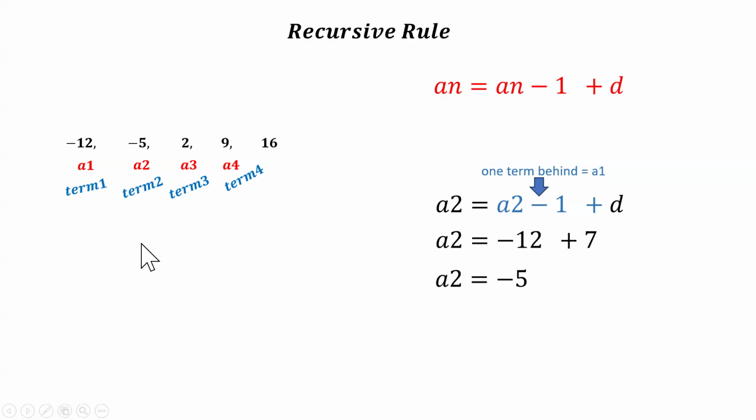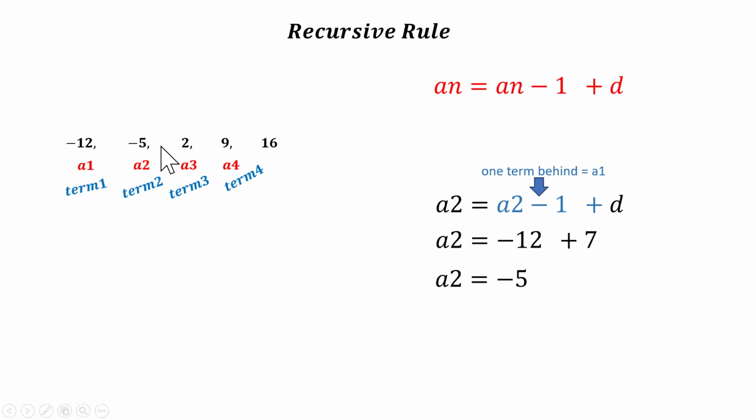Try it yourself now. Try to find the 1, 2, 3, 4, 5th, the fifth term. Try to find a5 equals a(5-1) plus 7. That means one term back. What is that? 9. Okay, now 9 plus 7. How much is 9 plus 7? 9 plus 7 is 16. Correct? 9 plus 7 is 16.